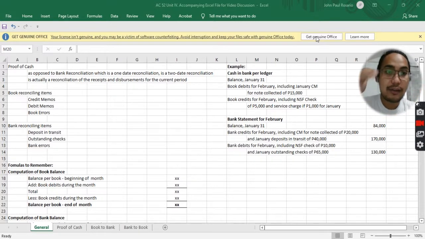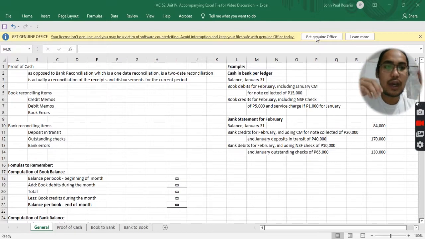So with that said, there are cash receipts that are to be deposited but have not yet been deposited in the bank or not yet recorded by the bank. So those are what we call deposits in transit. And then when we say outstanding checks, for example, you have written a check in payment of electricity, and then you have already given it to FEBECO.